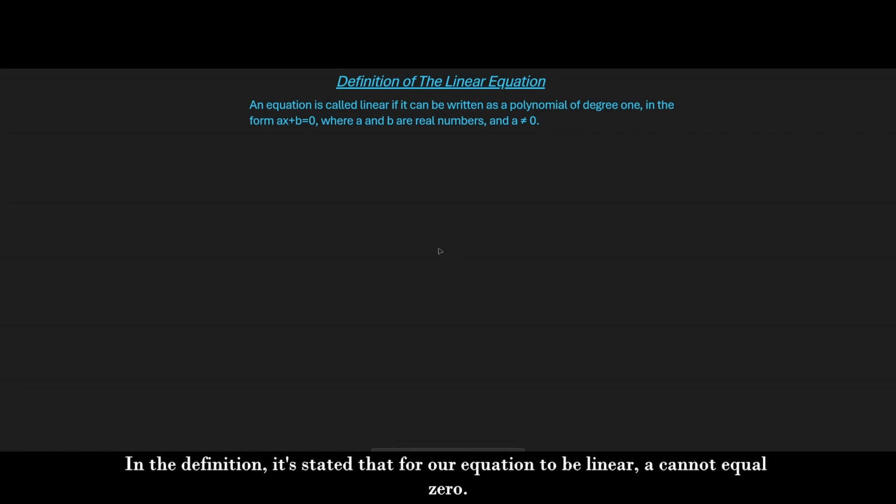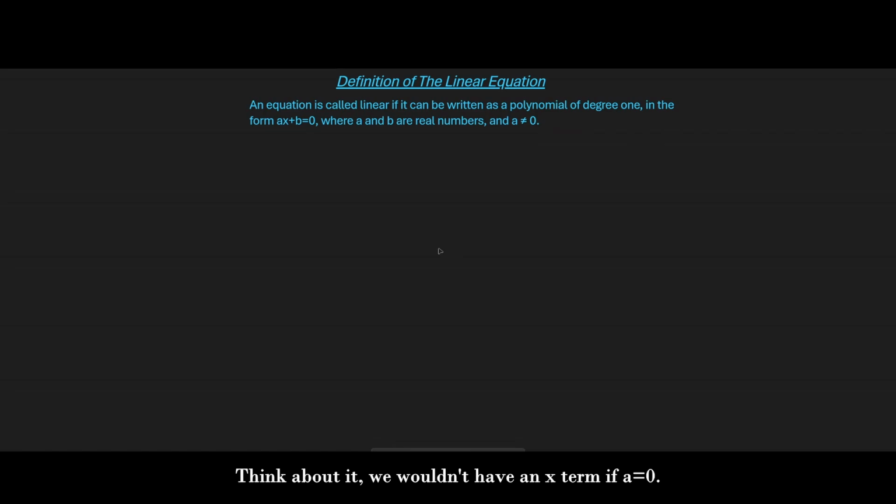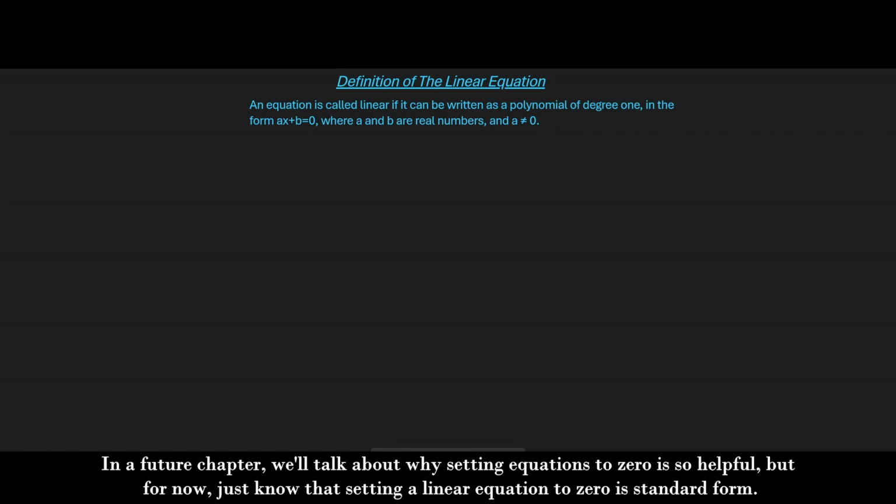In the definition, it's stated that for our equation to be linear, a cannot equal 0. Think about it. We wouldn't have an x term if a equals 0. It's fine if b equals 0, however. Now look at the right side of this equation. We've set this equation to equal 0. In a future chapter, we'll talk about why setting equations to 0 is so helpful. But for now, just know that setting a linear equation to 0 is standard form.